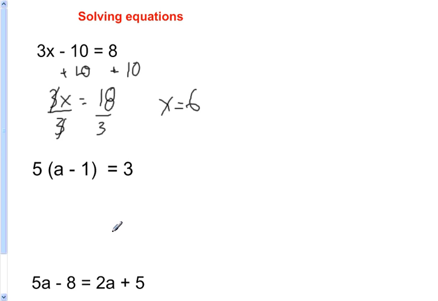Same thing applies in the next example. This time we have to use the distributive law and distribute the number in first and then solve the equation. So remember the distributive law? We multiply everything on the outside by everything on the inside. We're going to get 5a minus 5 is going to equal 3. We add 5 to both sides.